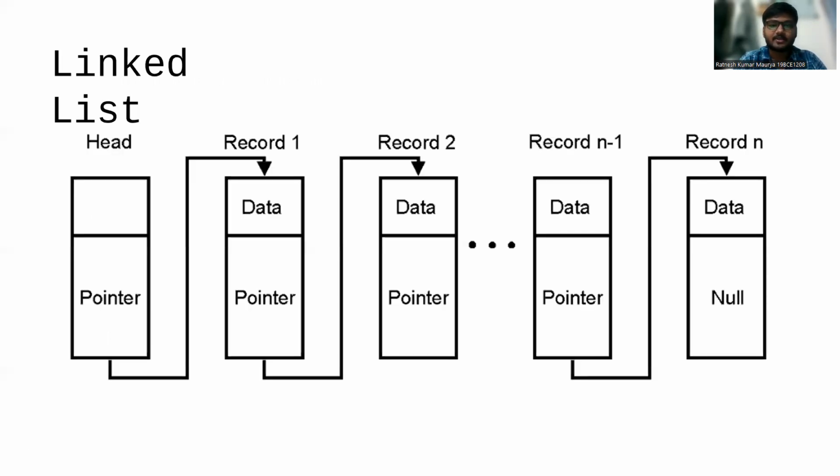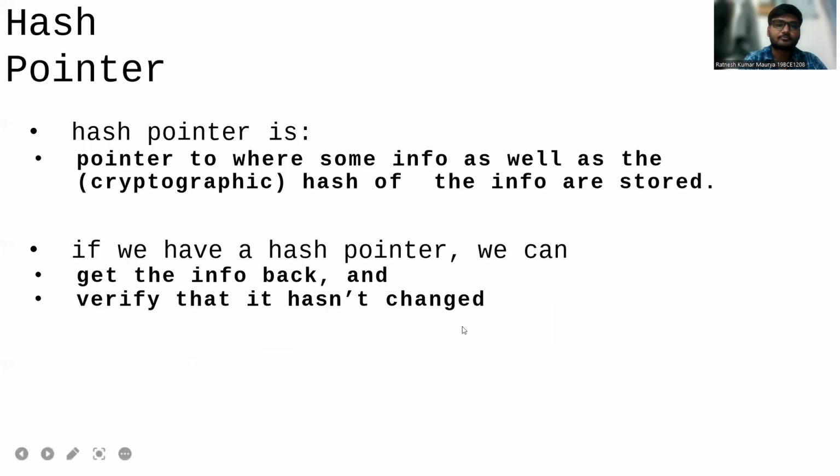Here we can see in the image that there is a head pointer and a number of nodes: record 1, record 2, up to record n. Here you can see that there is a data field and a pointer which stores the address of its next node. For example, here record 1 data is stored in head. Record 2's address is stored in record 1 through a pointer.